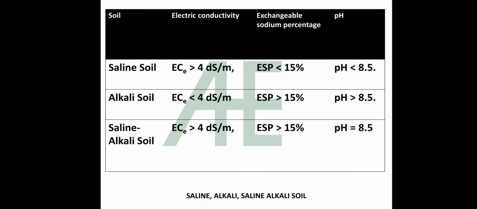So the electrical conductivity of saline alkali soil is similar to the electrical conductivity of saline soil, and the exchangeable sodium percentage of saline alkali soil is similar to alkali soil. As it contains properties of both soils, the pH of saline alkali soil is equal to 8.5. So I thought it will be helpful for you to remember this table.